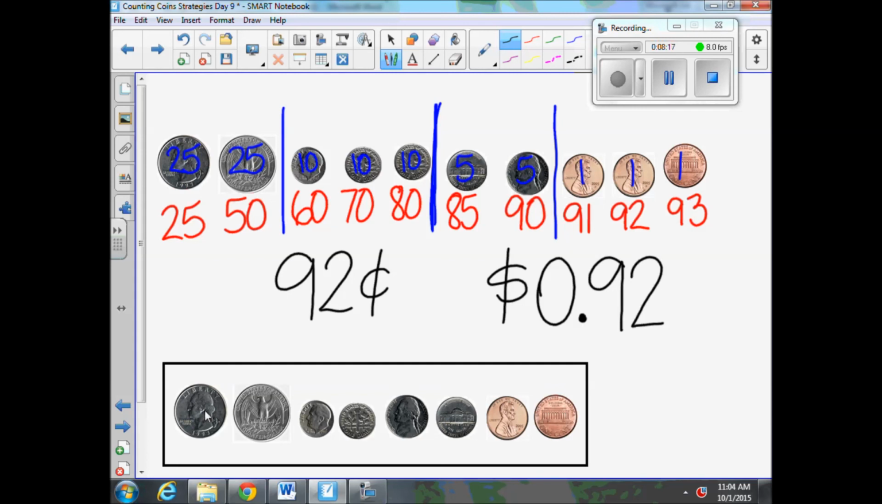When I read this one, I say what, guys? 92 cents. When I read this one, I say 92 cents. Both of these are read the same way. One's written with a cent sign, one's written with a dollar sign. Very, very good. Those are the strategies you're going to use when you're counting a collection of coins. Awesome job.